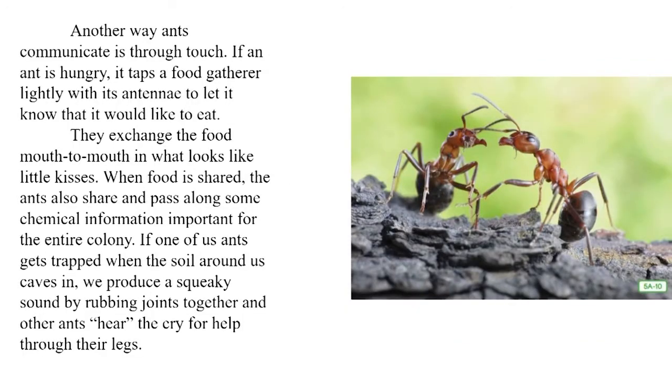Another way ants communicate is through touch. If an ant is hungry, it taps a food gatherer lightly with its antenna to let it know that it would like to eat. They exchange the food mouth to mouth in what looks like little kisses. When the food is shared, the ants also share and pass along some chemical information important for the entire colony.